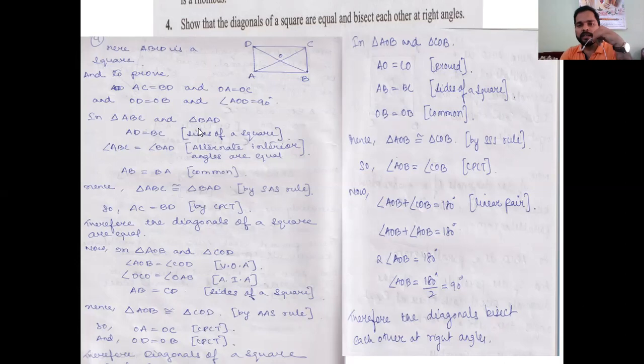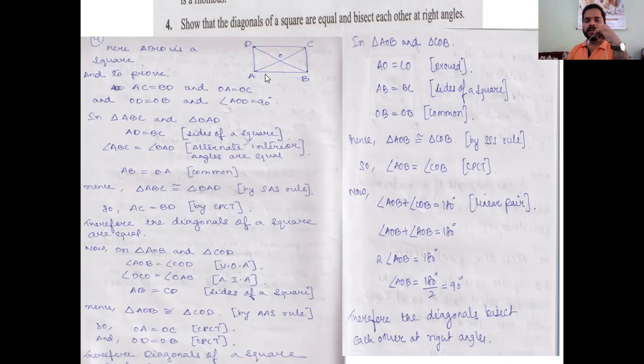Third, we have to show that they bisect each other at right angles. That means I have to show angles AOB and COB are both 90 degrees. You can take these two angles also, no problem. For that, see, AOC is an angle of 180 degrees. If I have to show that AOB and COB are 90 degrees, then these two angles must be equal. To show these two angles equal, as I told you before, we shall go for a congruency rule. It will help us.